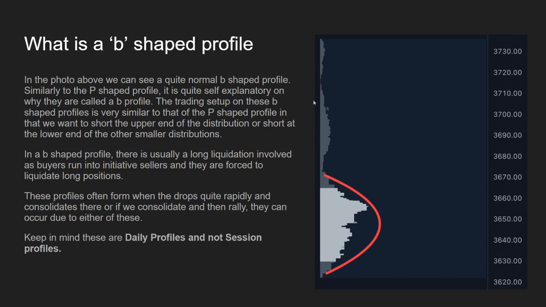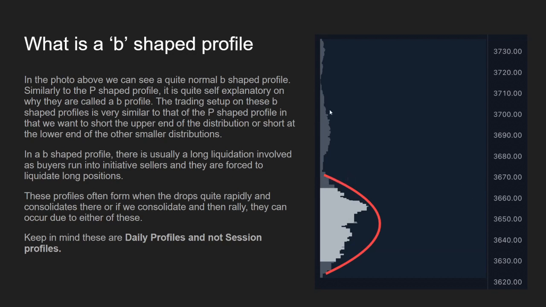The trading setup on these B-shaped profiles is relatively similar to that of the P-shaped profile in the sense that we want to short the upper end of the distribution, so short around 3670, or we want to short at the lower end of the smaller distributions such as here and up here. There is also the trade I outlined on the P-shaped profile where I would want to get short once we got below the main distribution. In this case, we want to get long once we break above and hold above, say, this 3670 level.